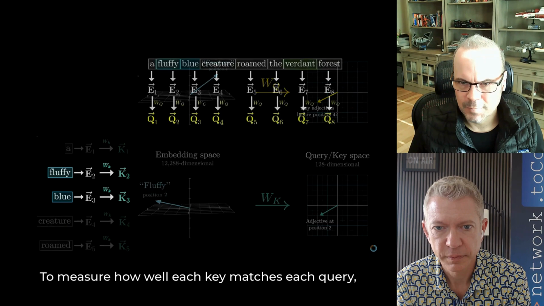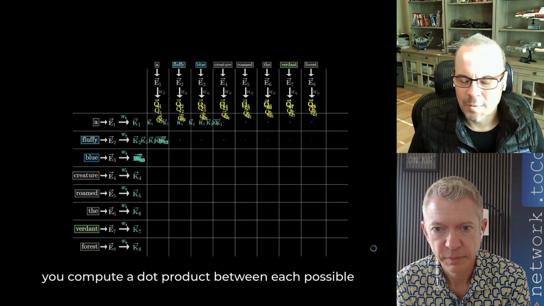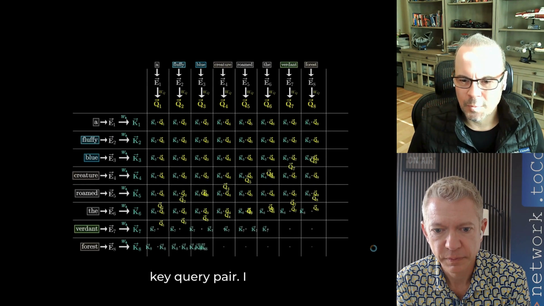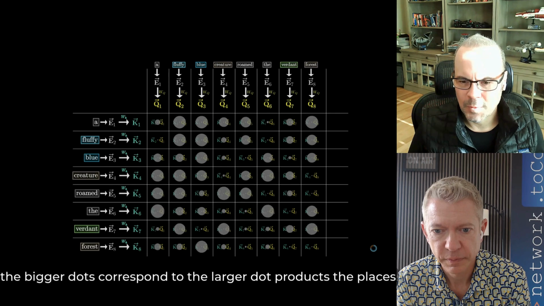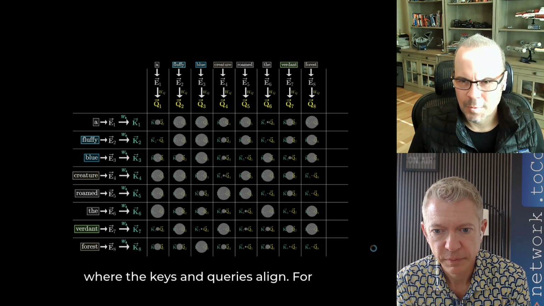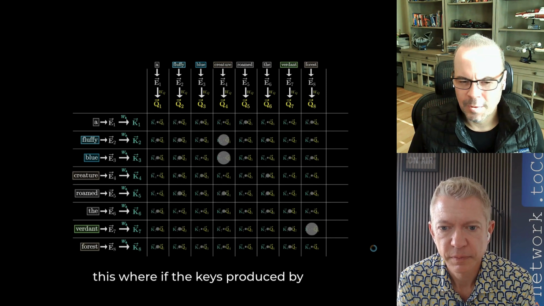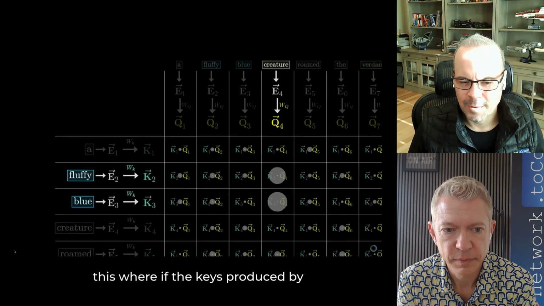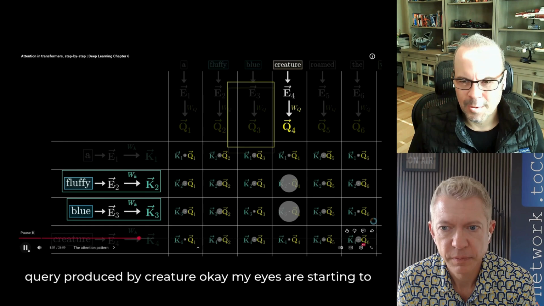To measure how well each key matches each query, you compute a dot product between each possible key-query pair. I like to visualize a grid full of a bunch of dots, where the bigger dots correspond to the larger dot products, the places where the keys and queries align. For our adjective-noun example, that would look a little more like this, where the keys produced by fluffy and blue really do align closely with the query produced by creature.